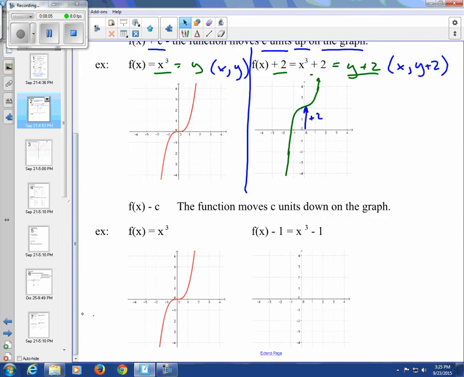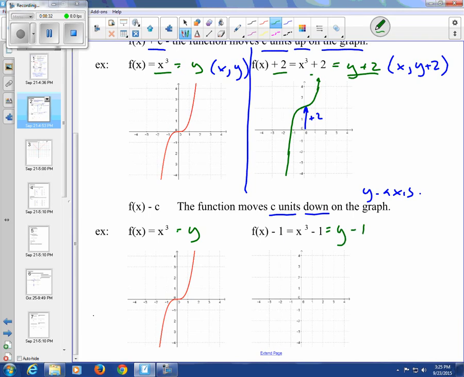Now, when I am subtracting from my function, so the same f of x, if I say minus c outside the function, we would say that that takes the function and moves it c units down on the graph. And again, the graph, we're talking about the y-axis. So again, we've got the cube defining our y values, and we're subtracting 1 from the function, subtracting 1 from the cube, which means we're subtracting 1 from all the y values.